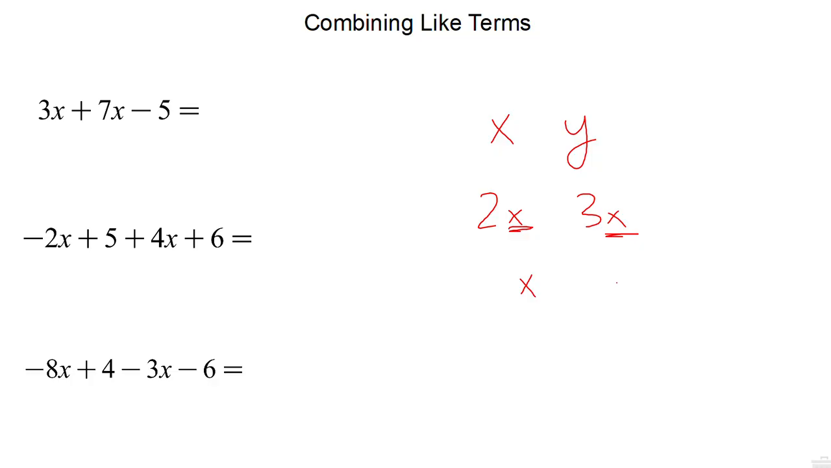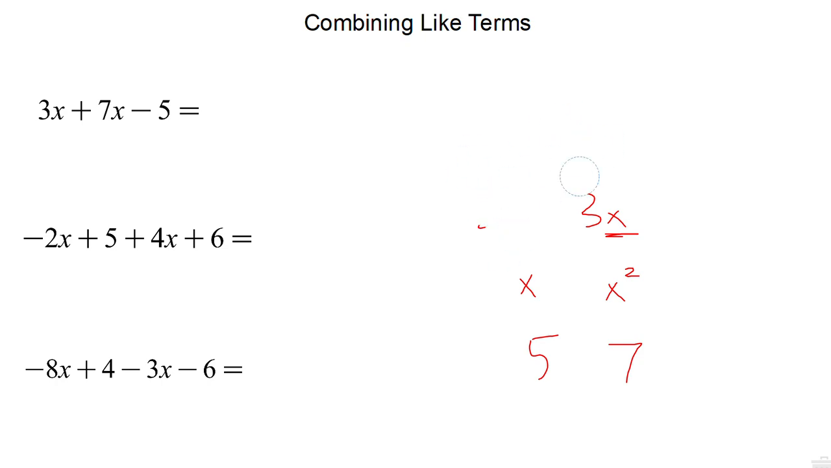Whereas an x and an x squared are not like terms, because they're not exactly the same variable expression, just with a different coefficient. So what we're looking for is things that are the same variable expressions with different coefficients, or constants like 5 and 7. Those are like terms as well. So we would be able to combine those together also.